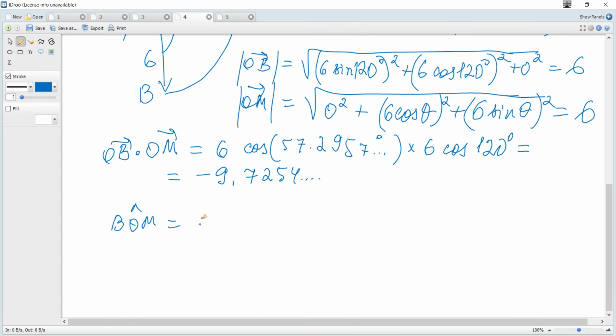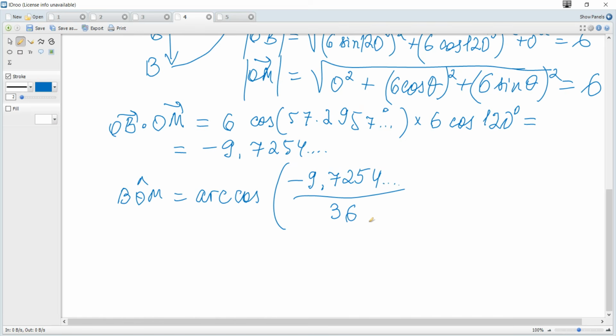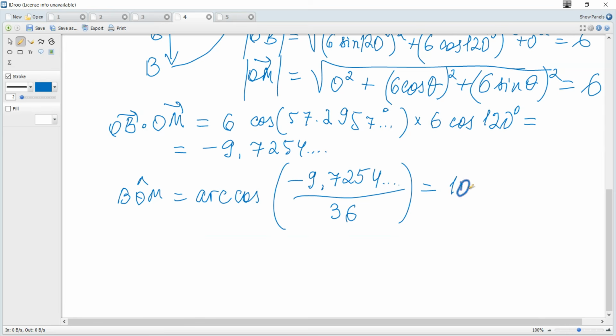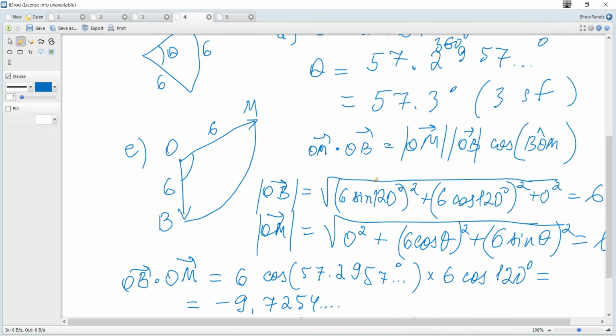And finally angle BOM is the inverse cosine of this divided by 6 times 6, and using a calculator it's 105.673 and so on. It's not the final answer, so we keep the exact value.